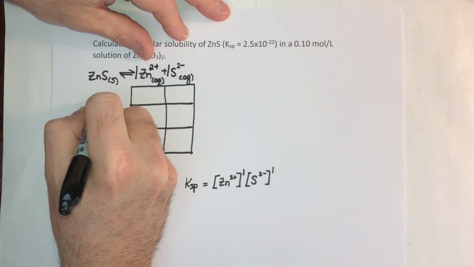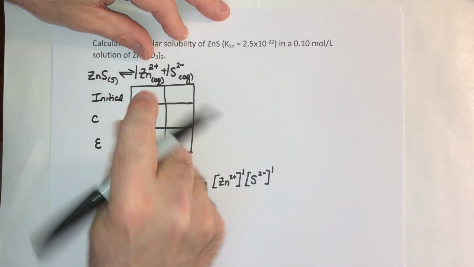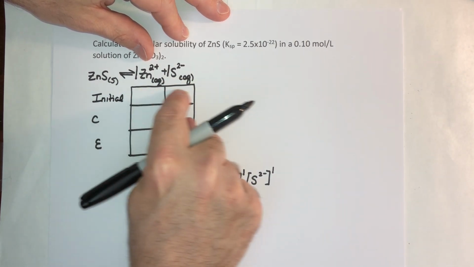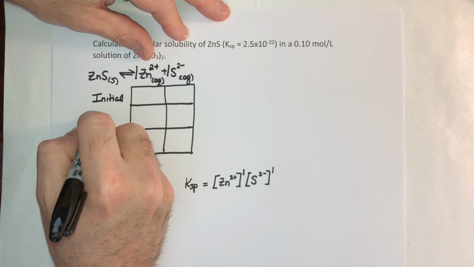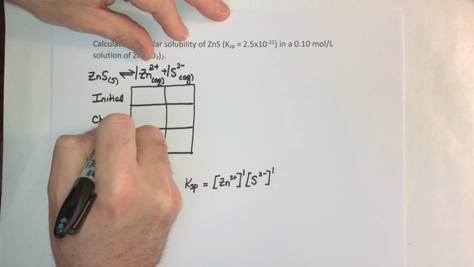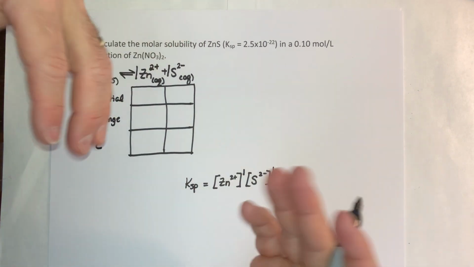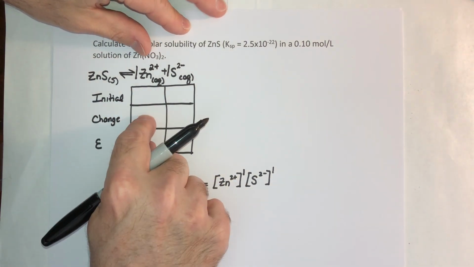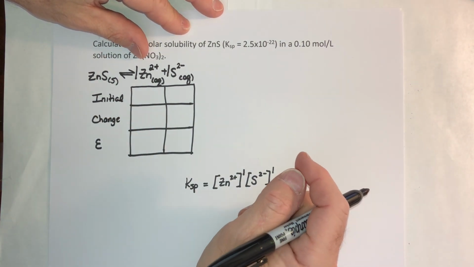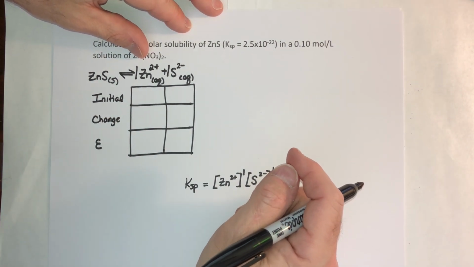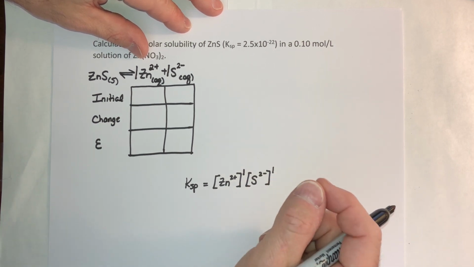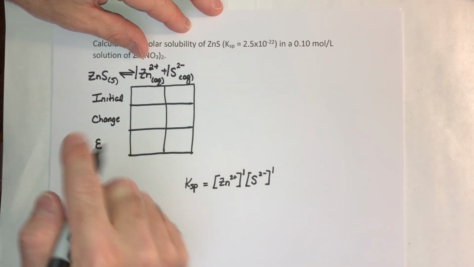I stands for initial. This is how much zinc and sulfide you have initially. The C stands for change, because once you throw it in water, some of it will dissolve, so there will be a change in how much is dissolved. And if you give it enough time, eventually the maximum amount will dissolve and you will reach equilibrium.